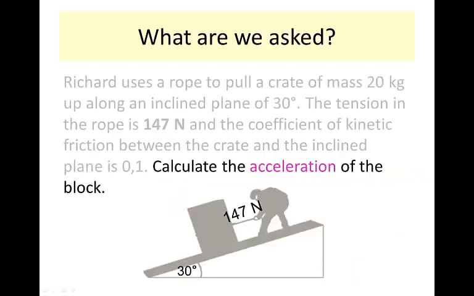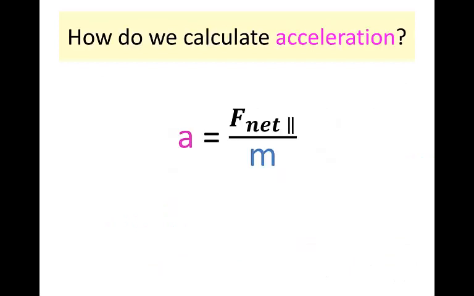What are we asked to find out? We must find the acceleration of the block. How can we do that? Acceleration equals net force divided by mass. In this case, the acceleration happens parallel to the slope. It's going to be up the slope in the direction that the man is pulling the block. And so the net force that is relevant to the acceleration is the net force parallel to the slope.